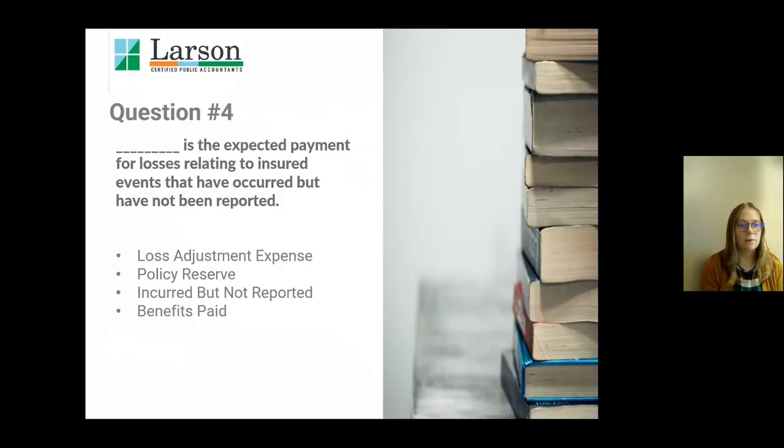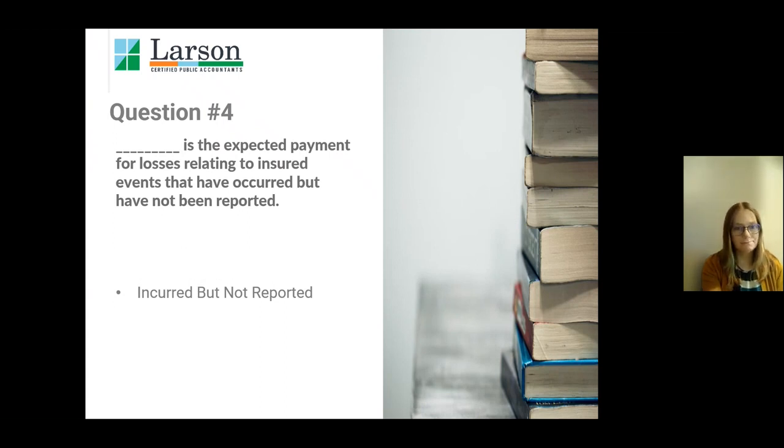All right, question 4. Blank is the expected payment for losses relating to insured events that have occurred but not yet been reported. To be clear. And yes, incurred but not reported, or IBNR.